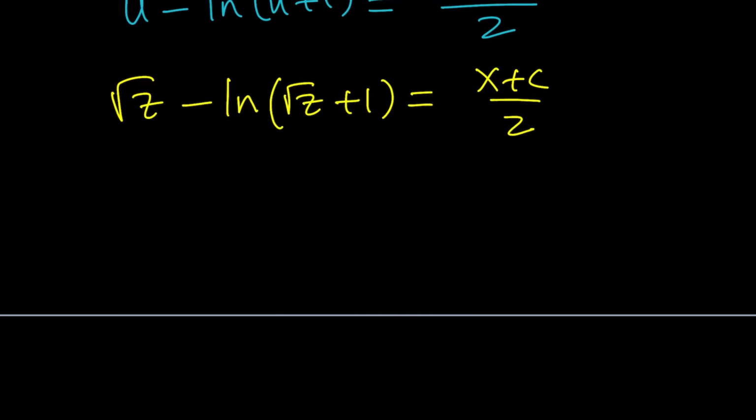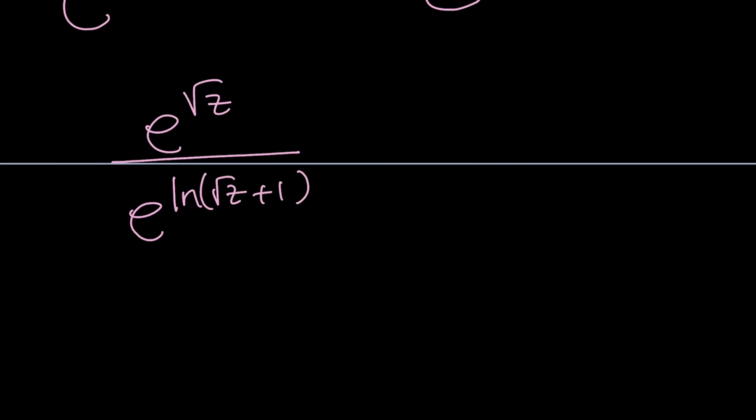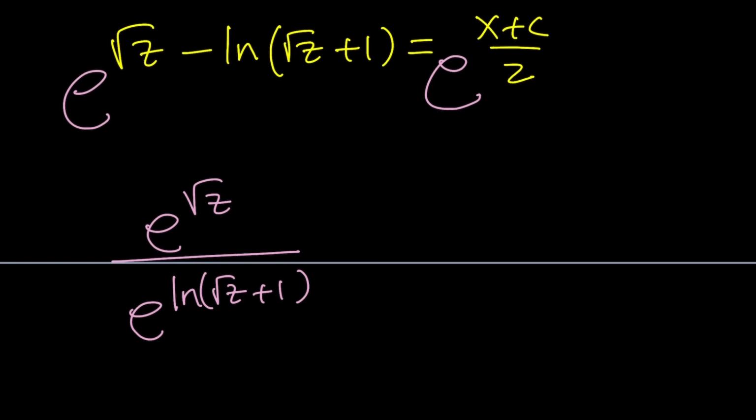Now here's what we're going to do. We divide both sides by 2, because I wanted to get the root z without a coefficient. And now here's the funnest part, in my opinion. Since we have an ln, we're going to do e to the power both sides. Let's do it. So we're going to put an e here and e here. Make sense? And then, of course, this is a subtraction of exponents. That just indicates division. So we can write it as e to the power root z divided by e to the power ln root z plus 1. Make sense? And then, of course, that is equal to e to the power x plus c divided by 2.